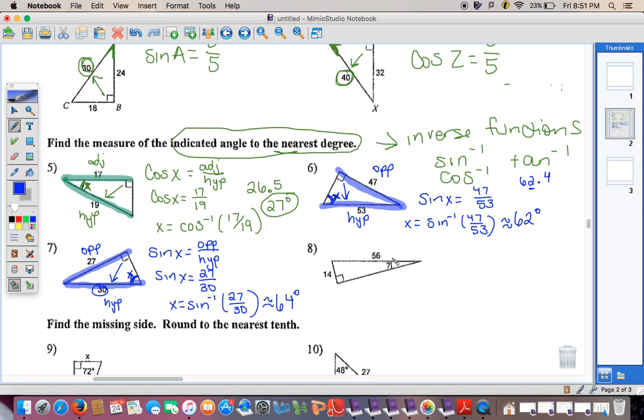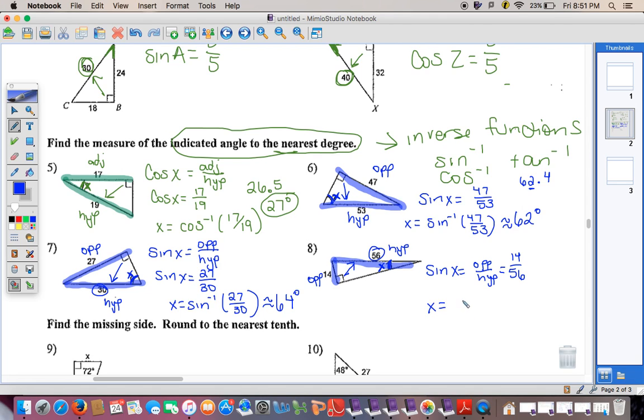Okay, question number 8. We're looking for this angle here. This is our unknown. The sides that we have are this side and this side. The side 56 is across from our 90-degree angle, so this is our hypotenuse. The other side that's highlighted is not touching our angle, so this would be the opposite. So once again, you're using the sine function. Sine of x is equal to the opposite side over the hypotenuse, which is 14 over 56. So we're going to look for what that angle is.